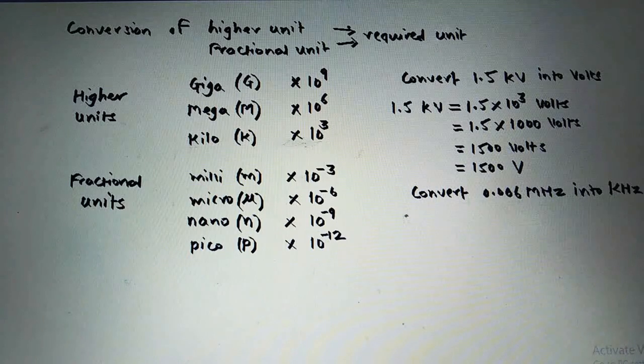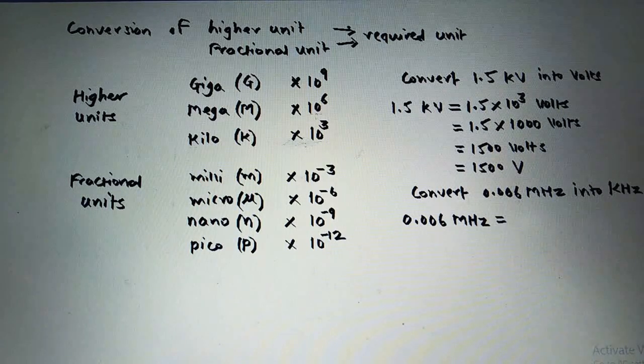Now see here, 0.006 megahertz, that should be equal to, what is conversion of mega? 10 raised to 6 here. So it will be 0.006 into 10 raised to 6 hertz. So this is the conversion of megahertz into hertz, that is 10 raised to 6 hertz.